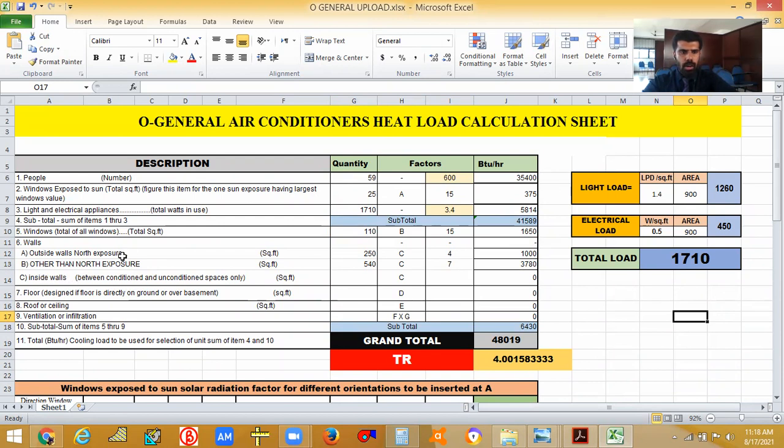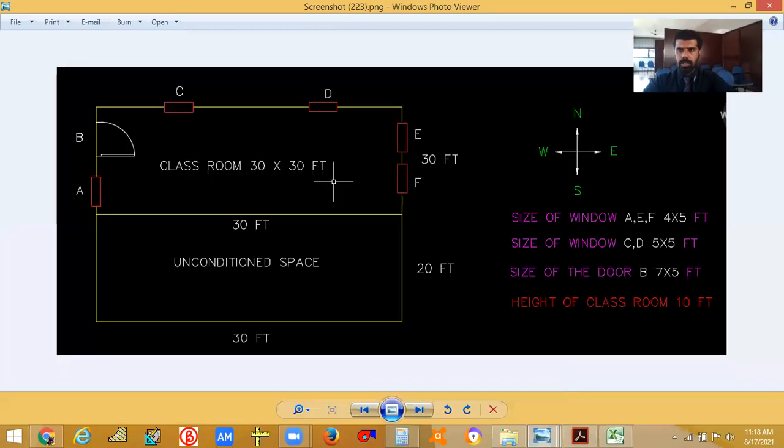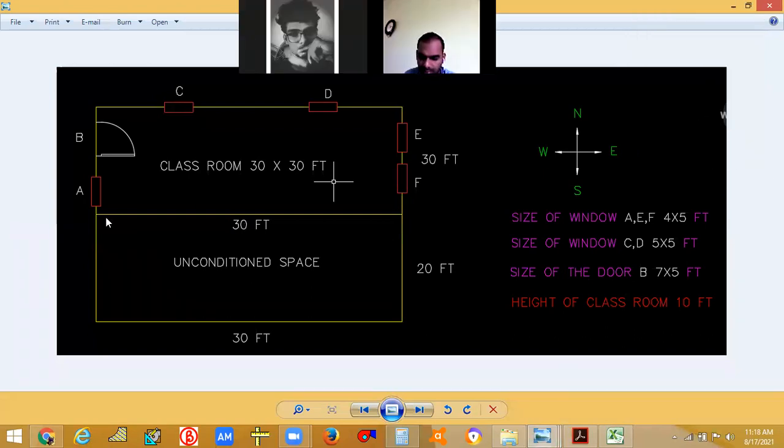Inside wall. So you have outside wall as well as exposure wall as well as you have inside wall, between conditioned and unconditioned space only. So we have an inside wall also, right? Correct. We have an inside wall. Which is that inside wall? This is our inside wall. So this inside wall is known as a partition wall. So now you listen carefully.